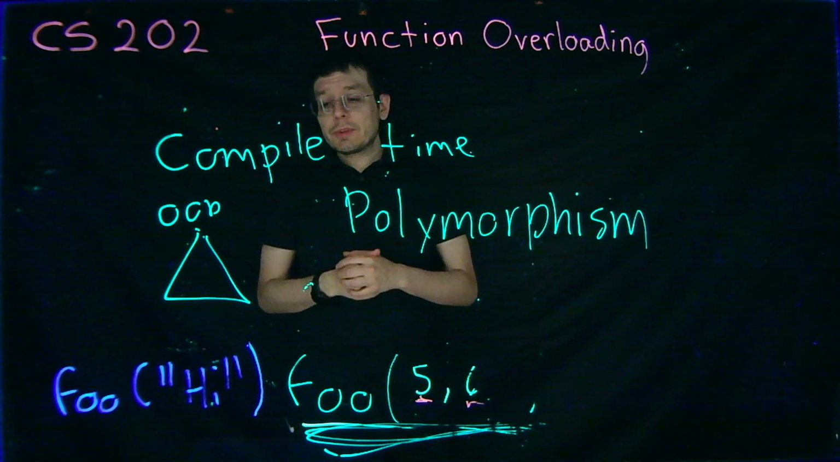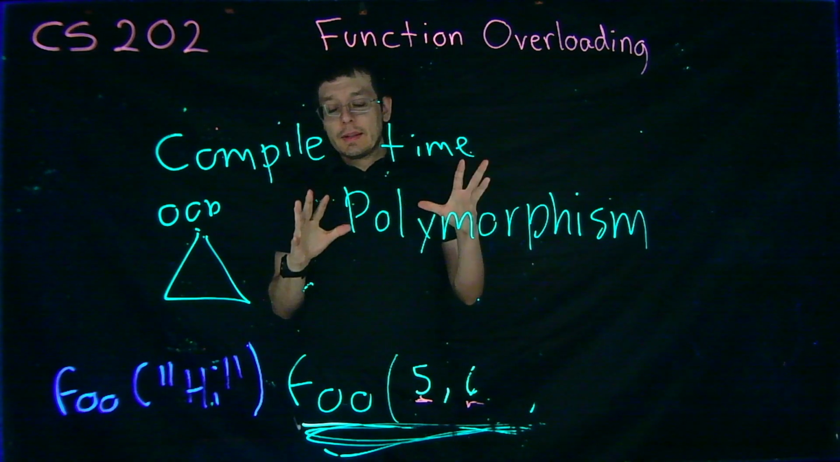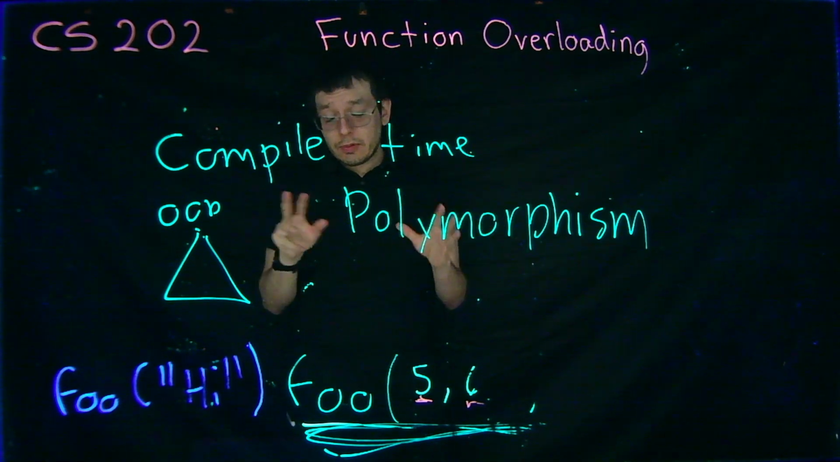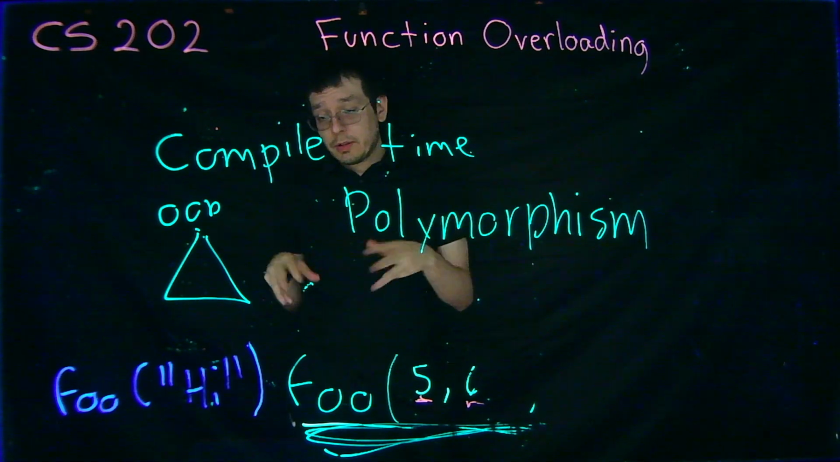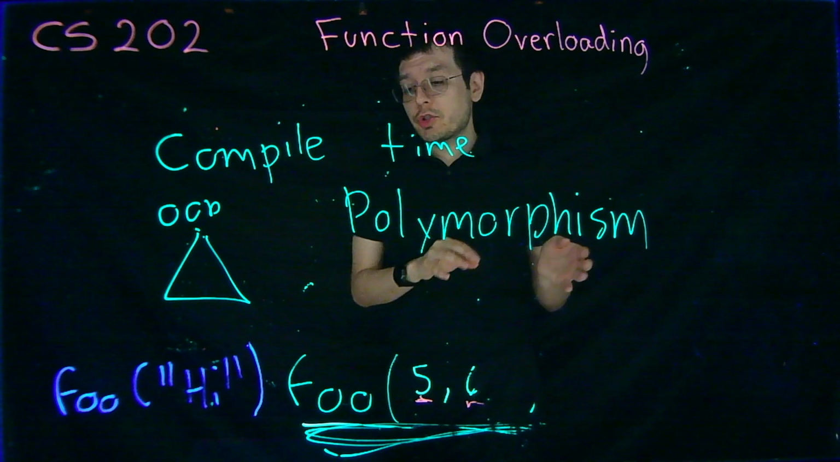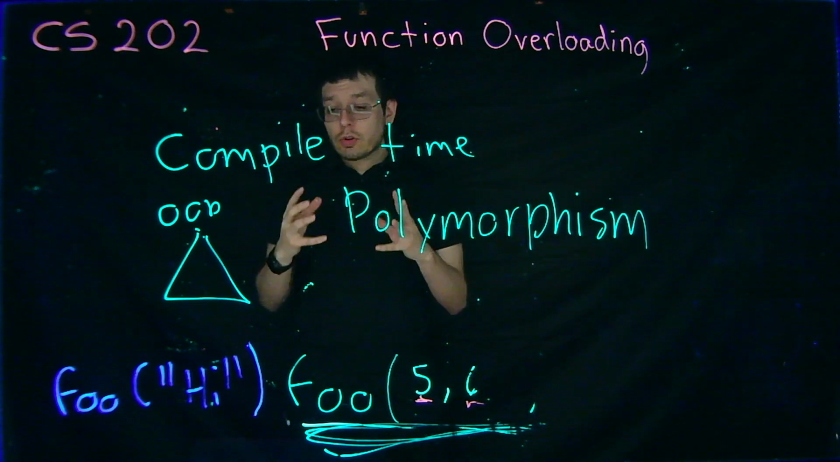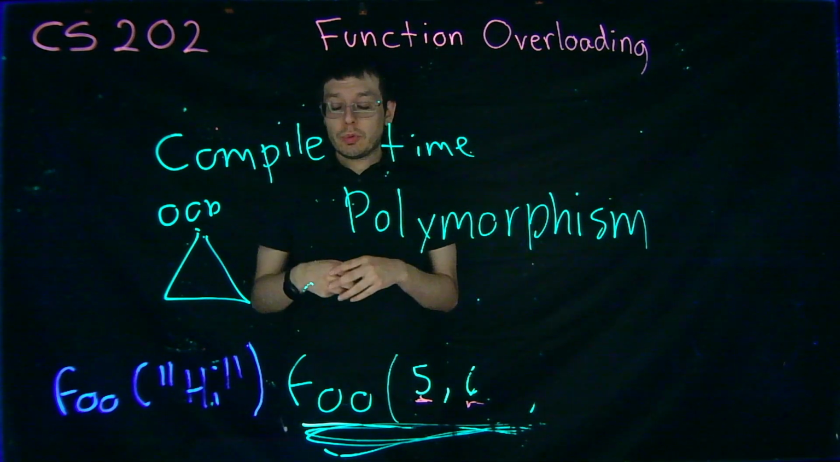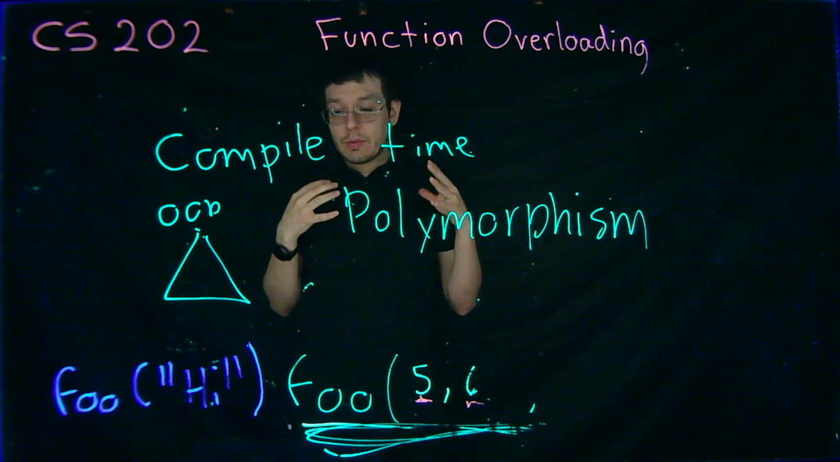So polymorphism stands for, if you know your roots and everything, poly is multiple, and morphism or morph is shapes. So multiple shapes. And what it's saying is that your code can take multiple shapes, so it can do a lot more than what it looks like per se.